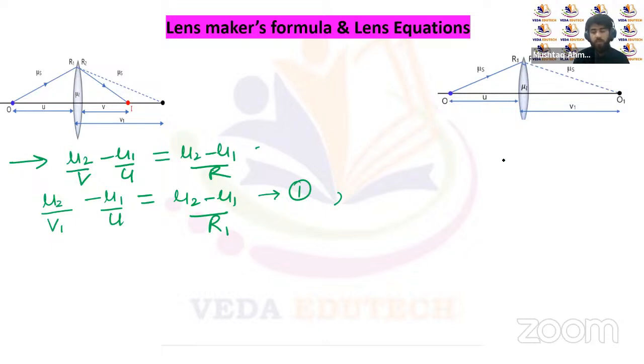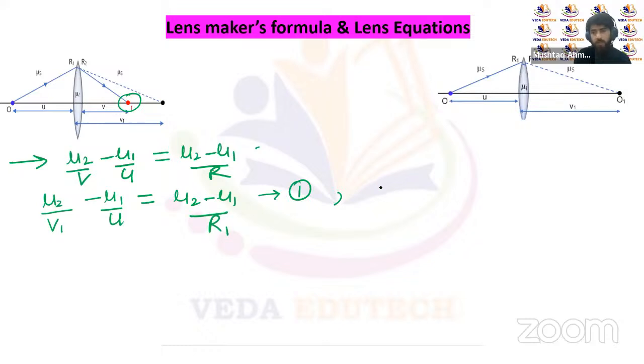V1 will be the object distance for the second refraction. Let's suppose finally the image is formed at a distance of V from the optical center of this lens. So V1 will be the object distance for the second surface, and the final image will be formed at distance V from the optical center.